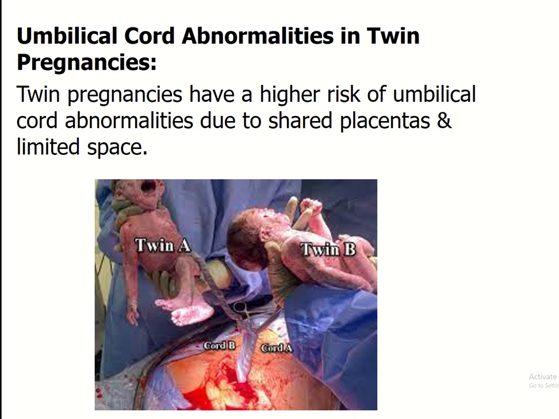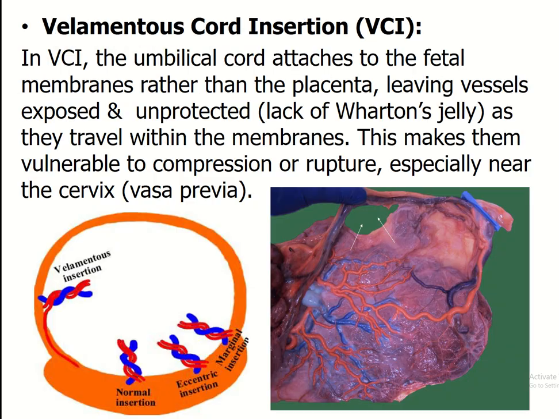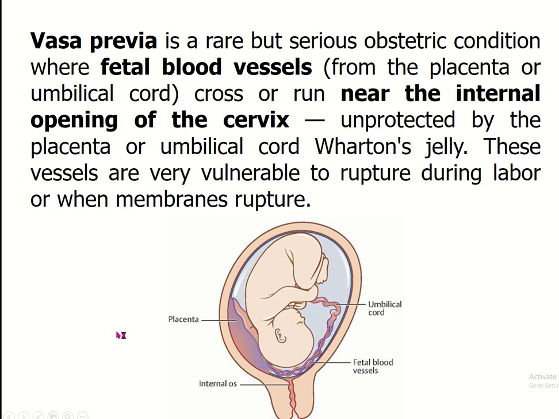Umbilical cord abnormality in twin pregnancy. Twin pregnancy has a higher risk of umbilical cord abnormality due to the shared placenta and limited space. Velamentous cord insertion: the umbilical cord is attached to the fetal membrane rather than the placenta, leaving the vessels exposed and unprotected, because here it is not surrounded by Wharton's jelly. They have to travel through the membrane, and these blood vessels easily rupture if they are present near the cervix. During delivery, when cervical dilatation occurs, these blood vessels are easily ruptured.